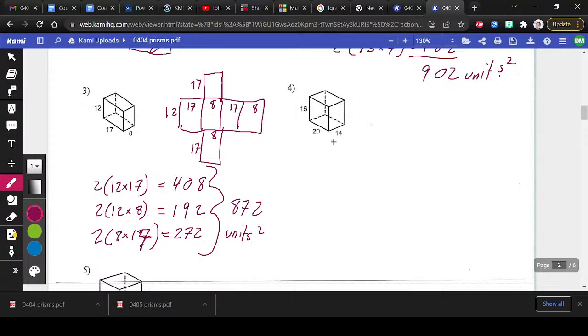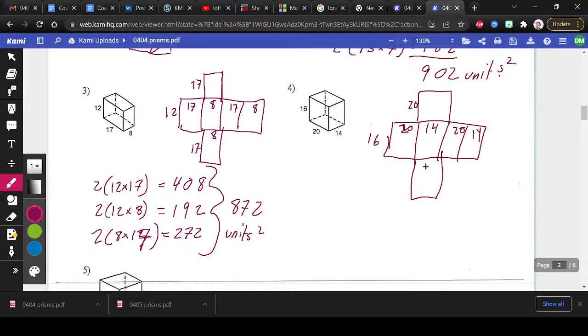So again, drawing out our picture, we've got a height of 16 there. We're going to go 20 by 14 by 20 by 14. And then right here we have a 14 by 20. And right down here we have a 14 by 20. So that's going to be 2 times 16 times 20. And then 2 times 16 times 14. And then 2 times 14 times 20.